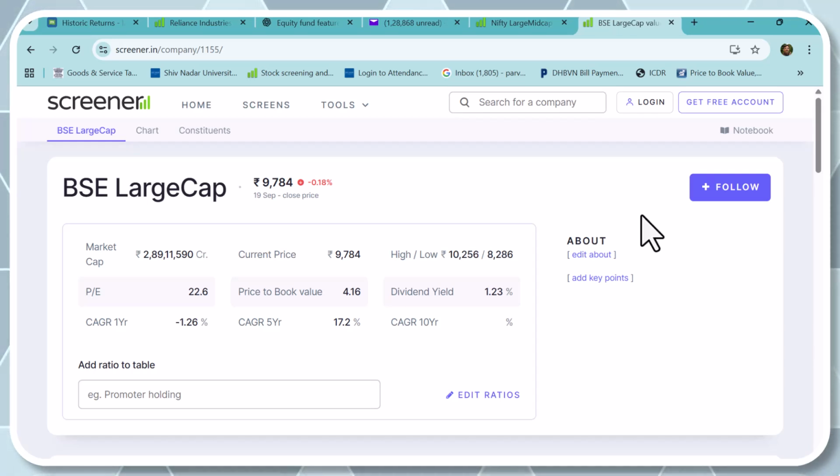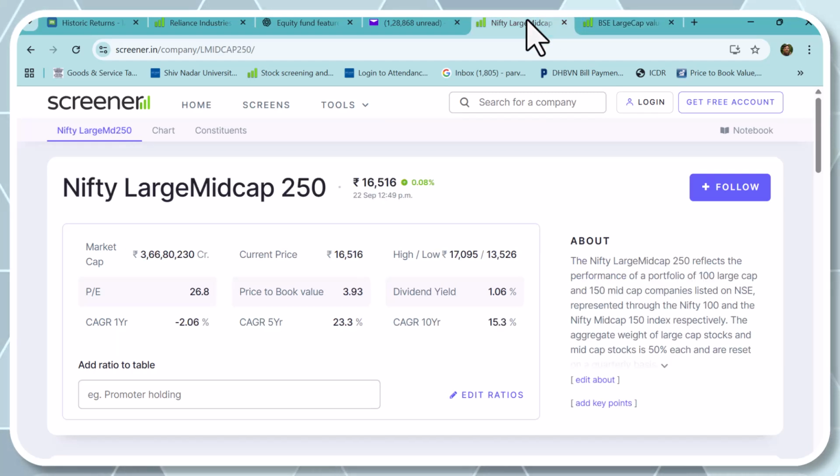I can't hear you. Anyone? Hello? Yes, sir. How much return have you got in the last 5 years if you have put money in large cap? 17. Yes, sir. And how much if you have invested in the top 250 companies of India? 17.2%. Because a 10-year figure is not there, we are just comparing the 5-year number.